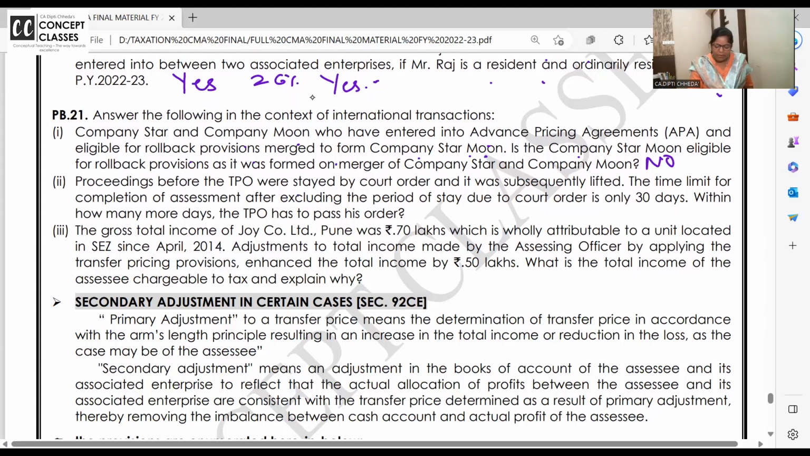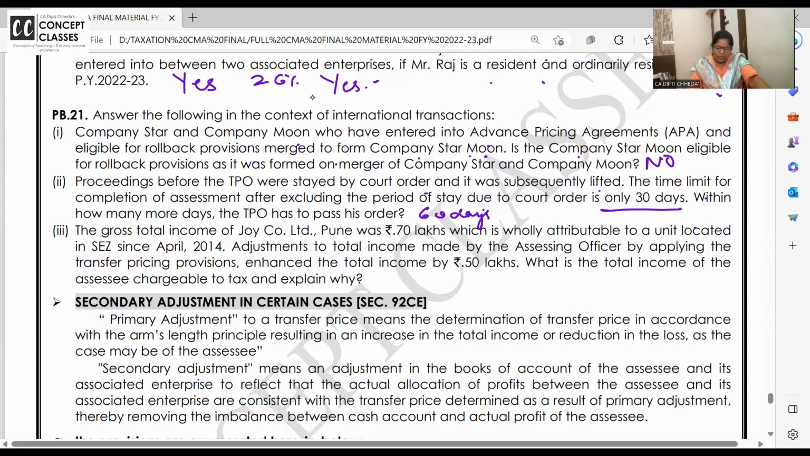Proceedings before TPO was stayed by court order and it was subsequently lifted. TPO was put on hold. Time limit for completion after excluding this is only 30 days. Always I am saying that TPO should have minimum 60 days time. Within how many more days TPO has to pass the order? Within 60 days. So it is 30 days, 30 days more have to be extended, write 60 days. Are you all comfortable writing the answers?